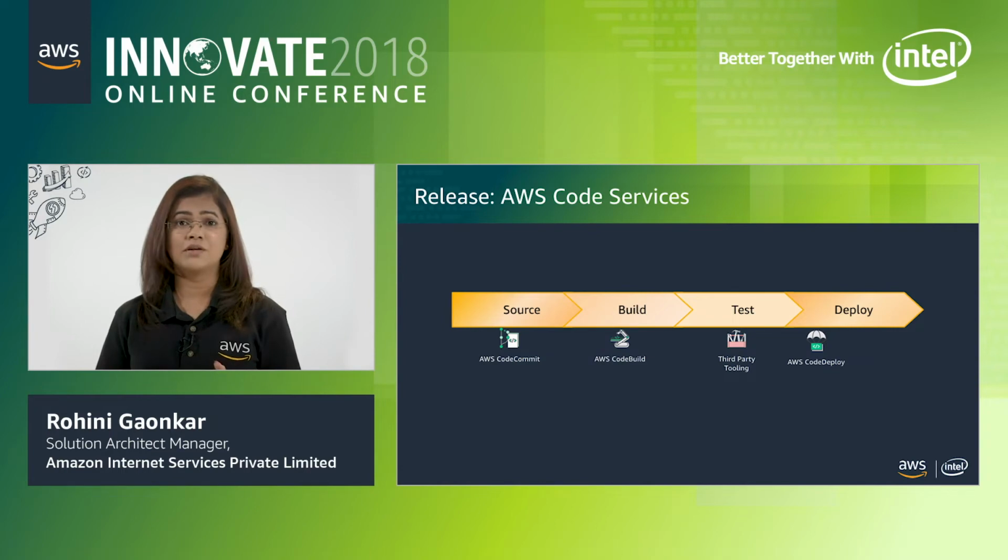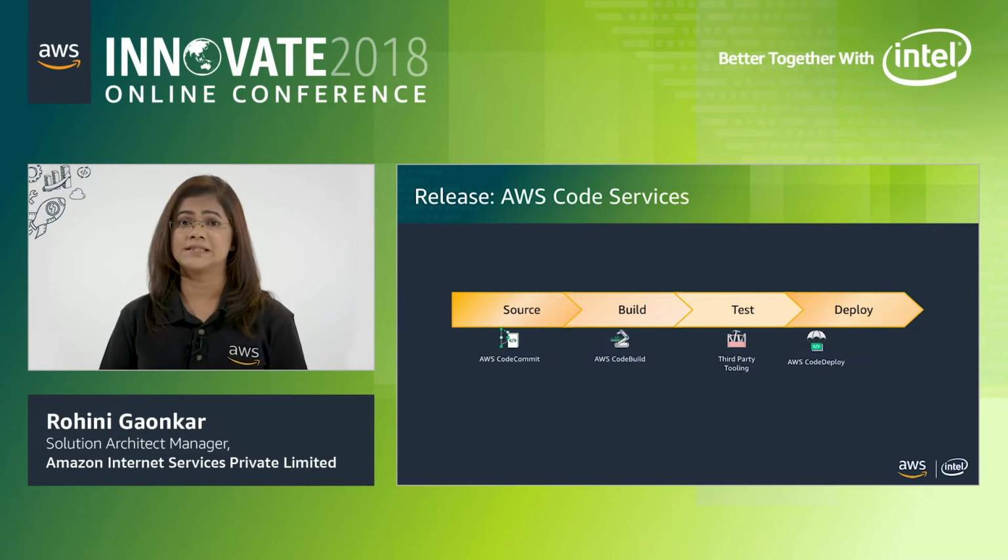AWS CodeDeploy automates code deployments to any instance, including Amazon EC2 instances and on-premise servers. It makes it easier for you to rapidly release new features, helps you avoid downtime during application deployment, and handles the complexity of updating your applications.